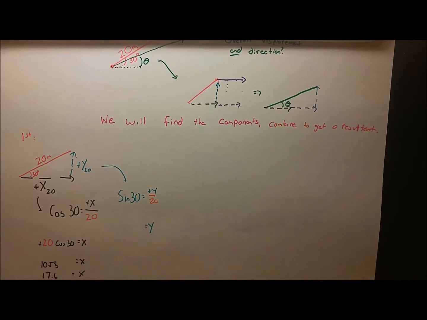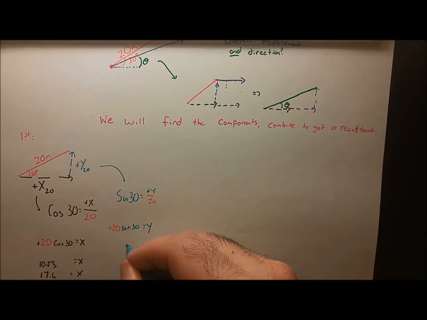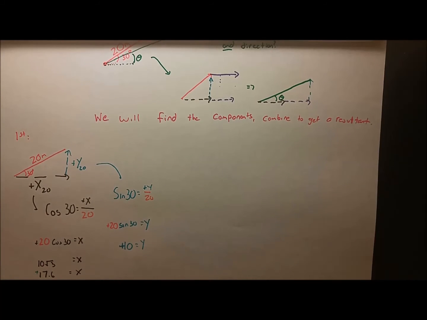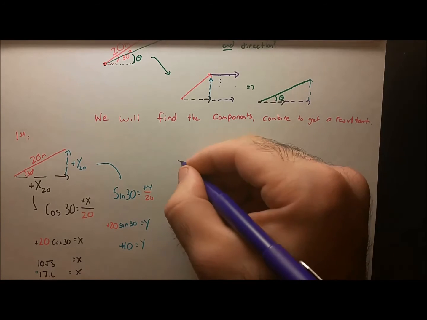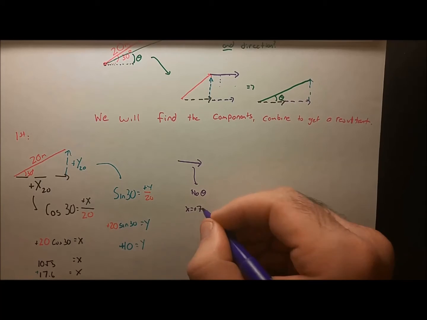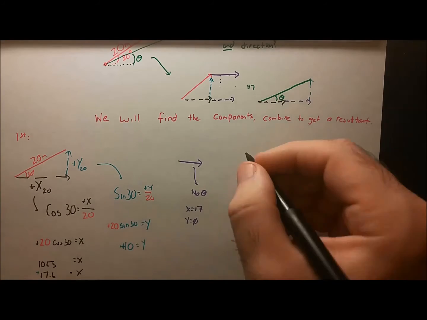I'm going to do sine for y. Sine of 30 is going to be the opposite, y, over the hypotenuse 20. And I get 10. So in other words, going 20 at 30 degrees is like going 17.6 forward and 10 up, meter-wise. Now for the 7, there's no angle, which means the x is positive 7 and the y is 0. Going 7 east is like going 7 forward and no up and down.